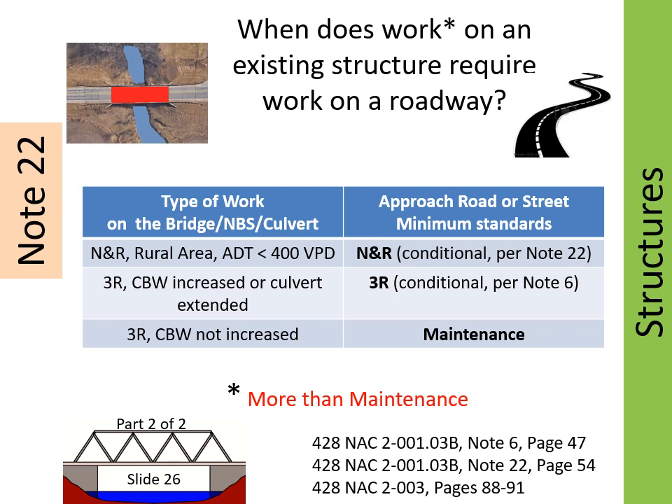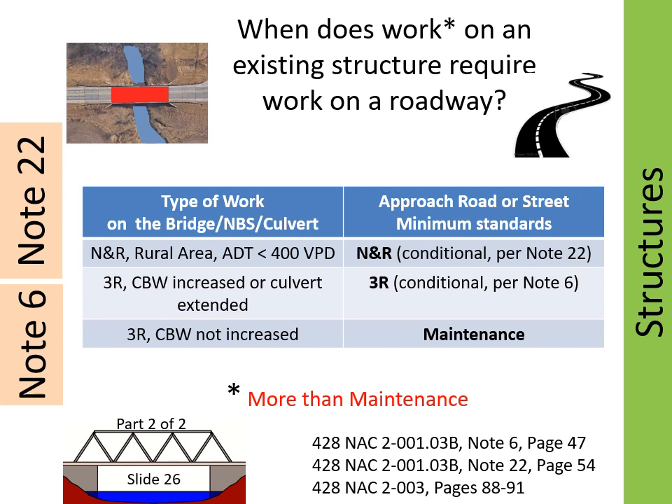Referring to the second line, if the work on the structure is 3R and the clear bridge width is increased or a culvert extended, the roadway must meet minimum 3R standards if a cost-effective analysis requires it, per Note 6. Referring to the bottom line in the table, if the clear bridge width is not increased, work on the approach road or street would be to minimum maintenance standards, unless for some other reason the scope of work on the approach road or street requires a higher standard.